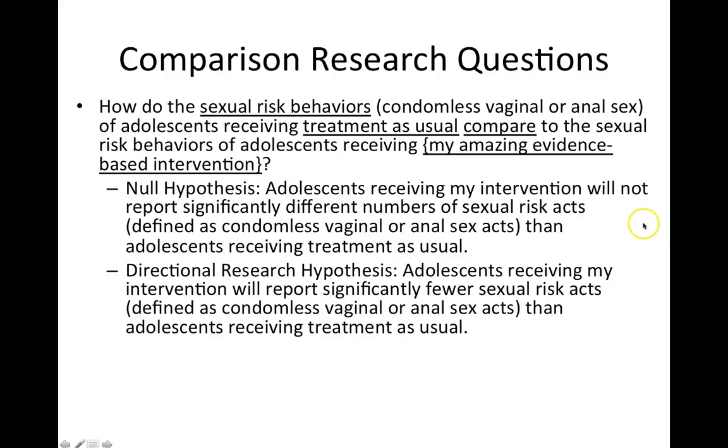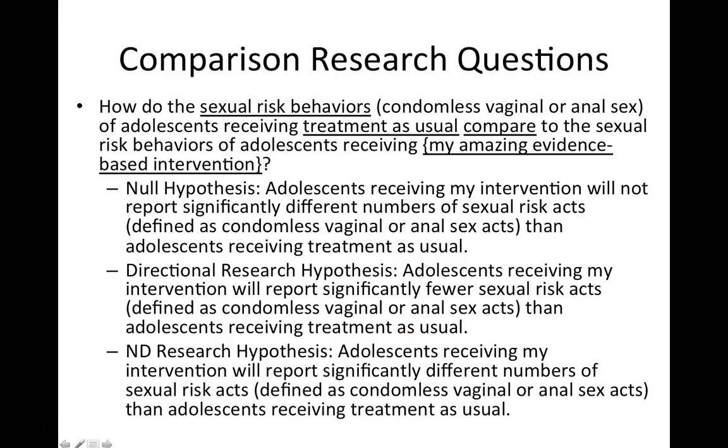A directional research hypothesis for this question might be that adolescents receiving my intervention will report significantly fewer sexual risk acts than adolescents receiving treatment as usual. So again, talking about the level of outcome variable that somebody will have based on their level of the independent variable, their group of the independent variable. And then if we wanted to look at a non-directional research hypothesis, we could simply say that adolescents receiving my intervention will report significantly different numbers of sexual risk acts when compared to adolescents receiving treatment as usual. So we don't know maybe which is going to be lower or higher than the other, but we think that they're going to be different.